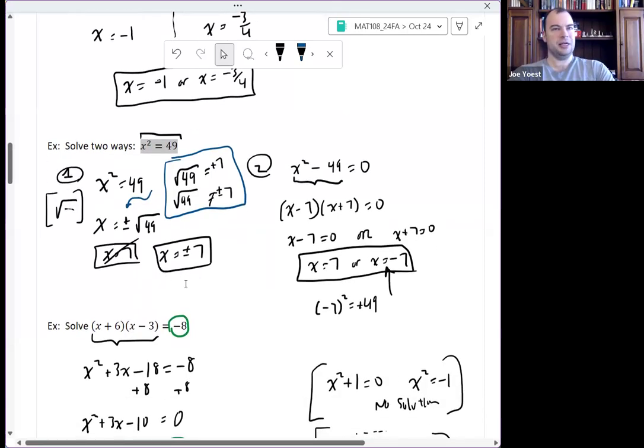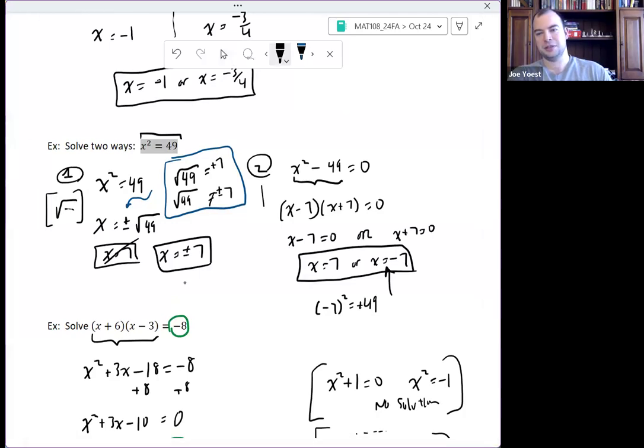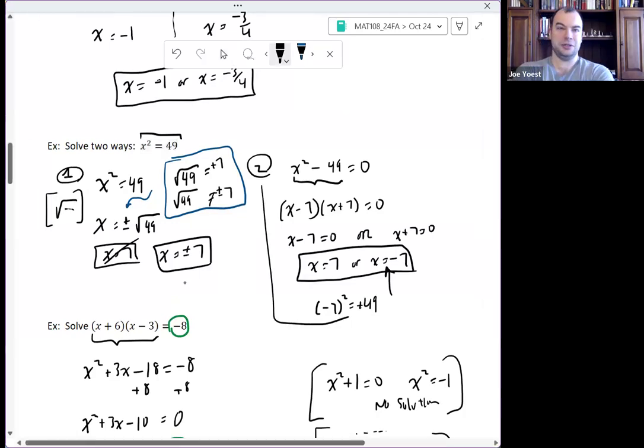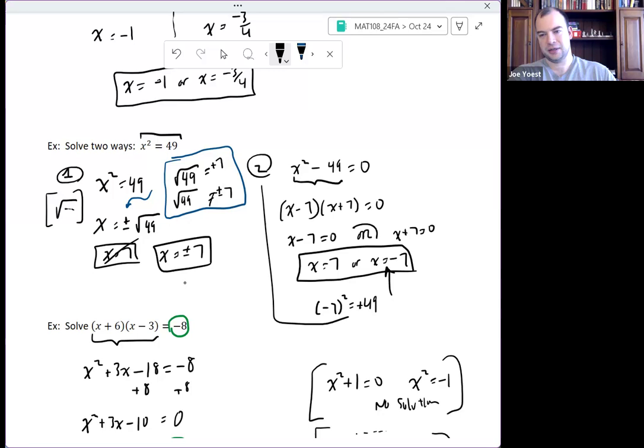It's easy to make a mistake if we do that. So still, even in a simpler case like this, I think it's good to follow the same strategy because you won't miss one of your answers that way. If you use the zero product property, it makes it very clear that there are two answers to this problem.